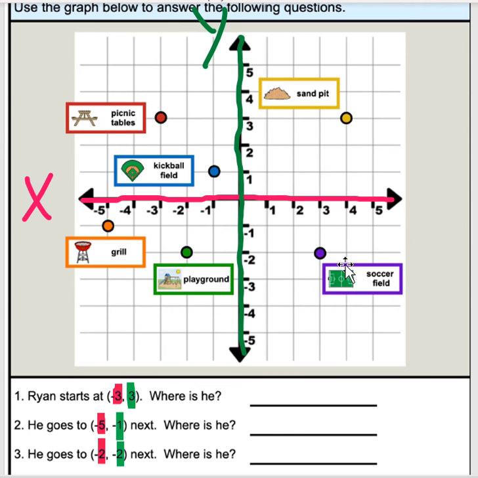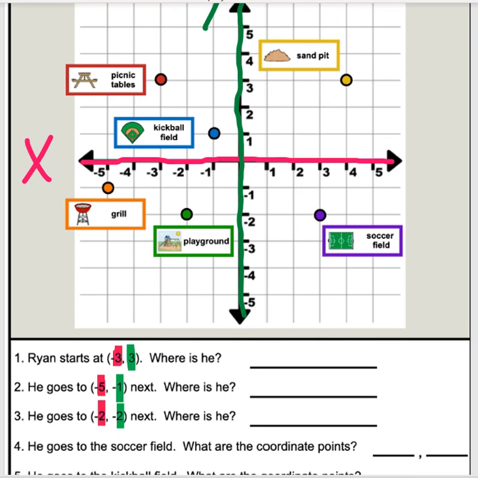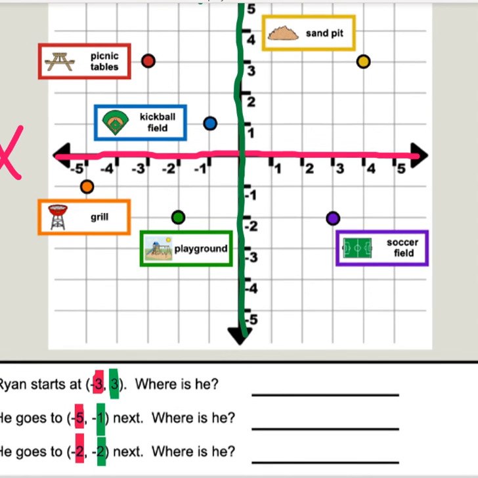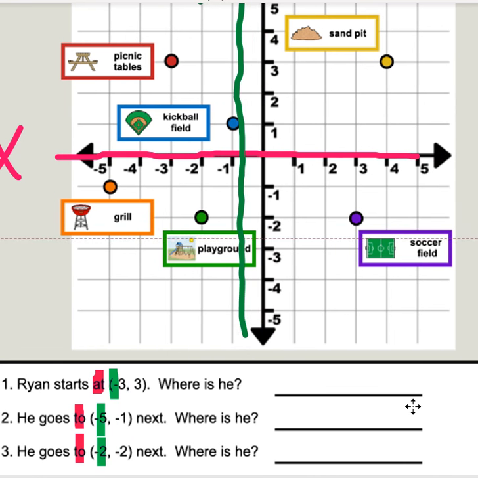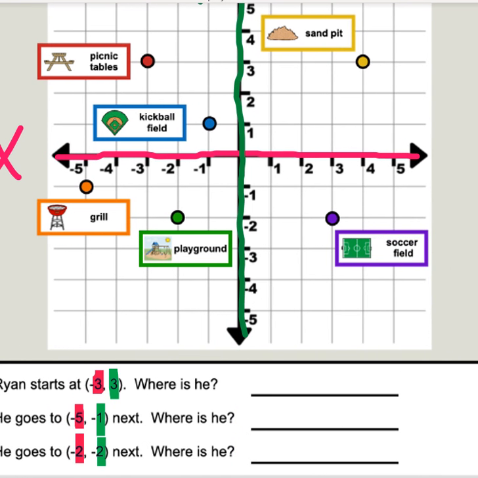So let's look at our first problem. Let's go ahead and zoom in a little bit. So it says that Ryan starts at -3, 3. So first we go to our x-axis. We start in the middle. Let's go ahead and put a point for the middle to make this easier for us. So we start in the middle, which would be 0, 0.